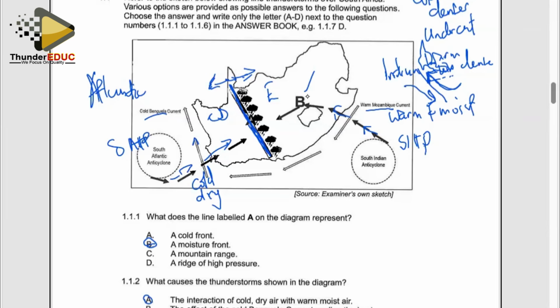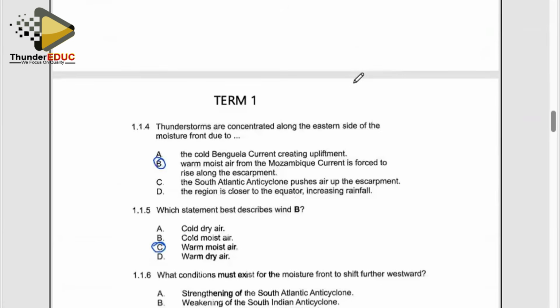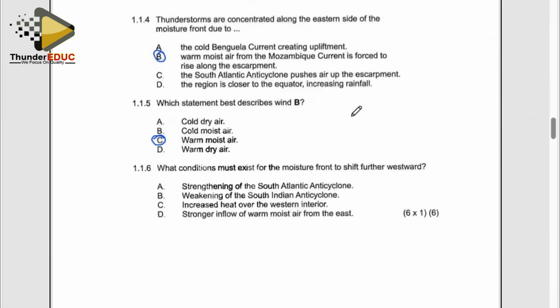It means there must be an imbalance between these two air masses. We must have more air being fed from this side, which is going to deflect the direction of the cold air from the other end. So let's look at our responses and try to figure out what can be a possible reason that can result in the moisture front shifting further westwards.